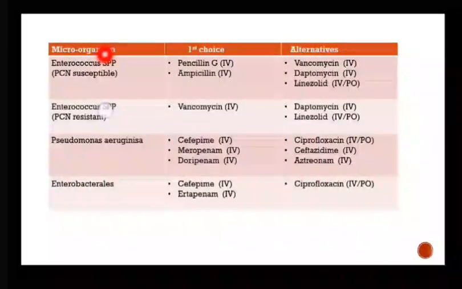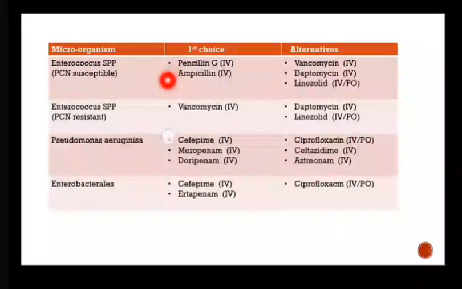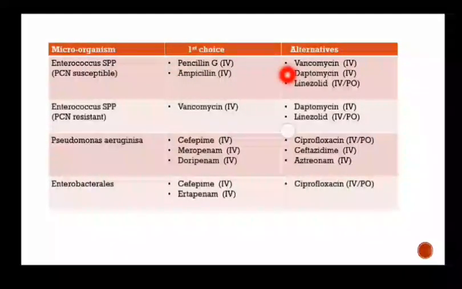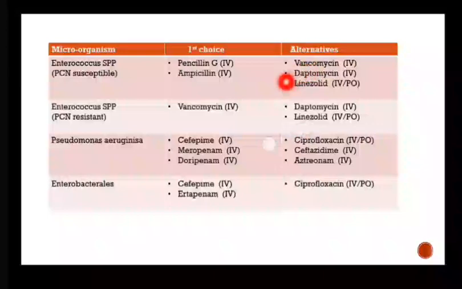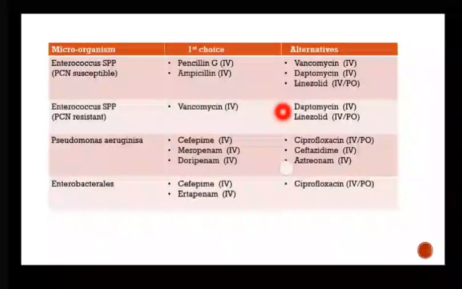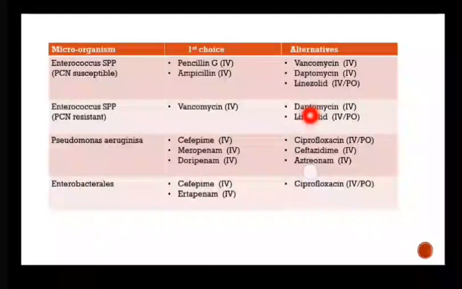Then Enterococcus, penicillin susceptible. The first line choice is penicillin G and ampicillin in IV form. The alternatives are vancomycin, daptomycin and linezolid in IV or oral form. We use vancomycin for patients with penicillin allergy. Enterococcus, penicillin resistant: the first line choice is vancomycin in IV form, and alternatives are daptomycin in IV form or linezolid in IV or oral form.